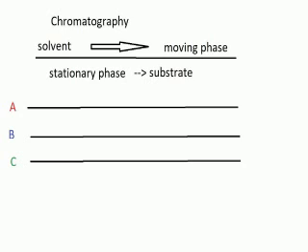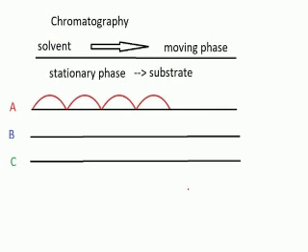Suppose we have a mixture that includes three compounds, A, B, and C, and they're different materials, although they're all soluble in the solvent and they're perfectly happy to be in solution with the solvent. But they have an interaction with the substrate. It reaches out and grabs onto them temporarily as they go by, and this is where we get the separation from.